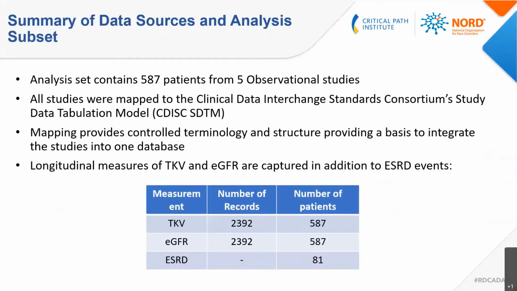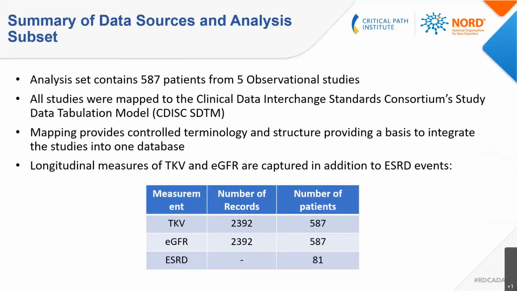So where we always have to start is with the data. So a quick summary of the data sources that we have and what we're going to be using. 5 observational studies were integrated and standardized according to CDISC terminology and structure, which is called SDTM, or the Study Data Tabulation Model. By taking this approach, we were able to put together these 5 studies and from there have a harmonized, interoperable set of data for which we could extract an analysis subset out of.